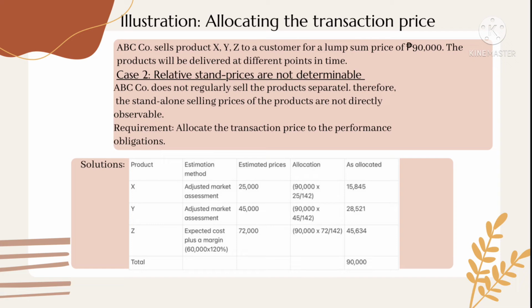In allocation, we need to multiply the 90,000 lump sum price by the estimated price of each product, then divide it by the total of the estimated prices. As allocated, product X is 15,845, Y is 28,521, and Z is 45,634, a total of 90,000.